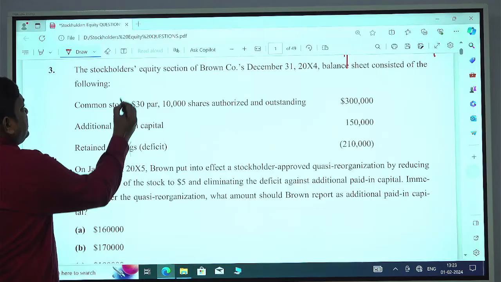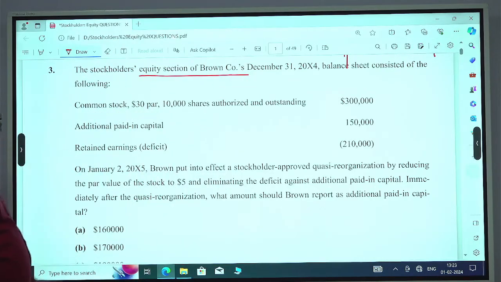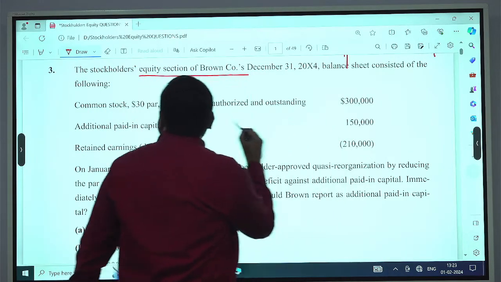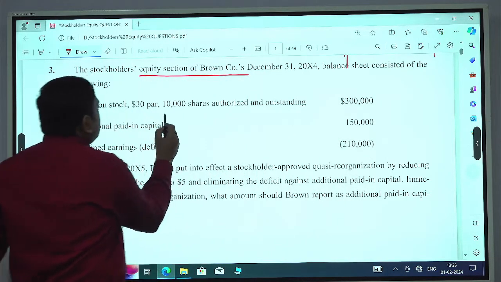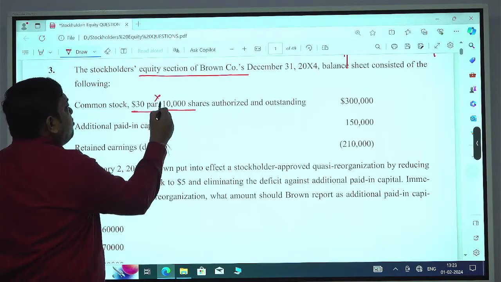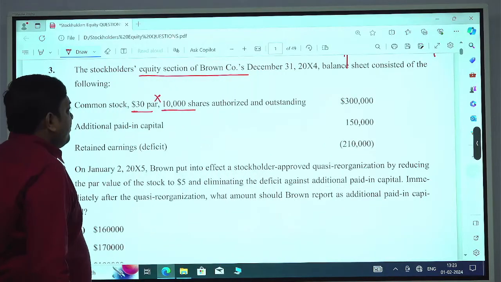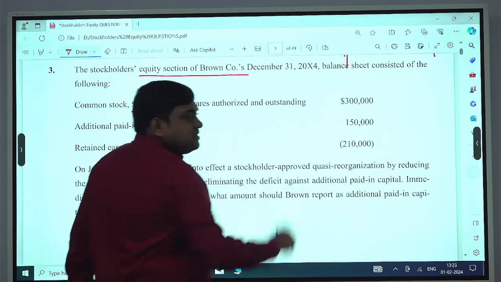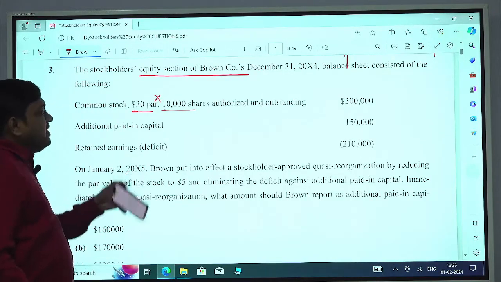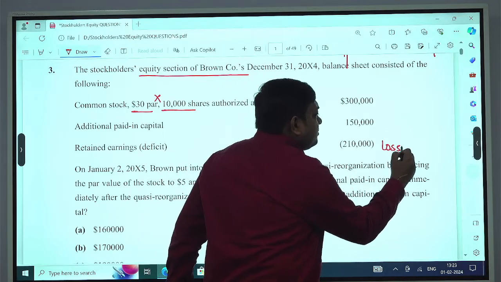This is the equity section of this company. What is this equity section? We have common stock, 10,000 shares, $30 is the par value. So when you multiply, you get 3 lakh. Additional paid in capital is 150. And we have a retained earnings deficit. So basically it is indicating loss.